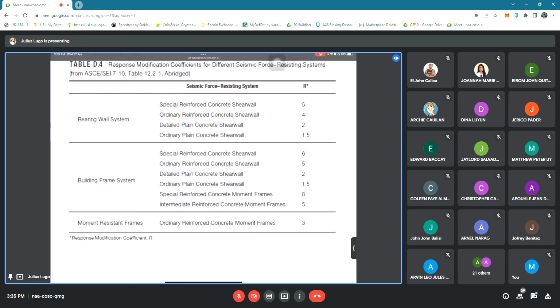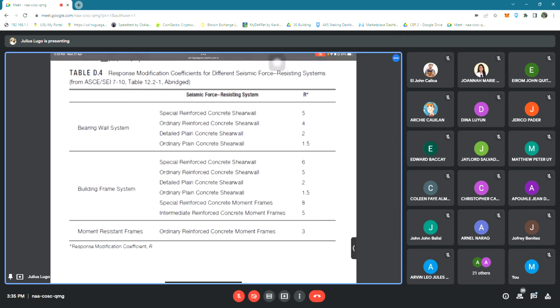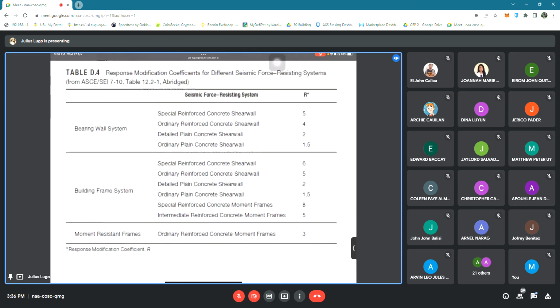And as you can see in our values, take note that this is the response modification coefficient. Using the larger value will result to a bigger lateral force. Okay? So kung 8 yung pinili mo, it will give you the maximum value of your lateral forces. Mas matindi yung pinakonsider mong lateral force na mag-a-act sa building if you're gonna use 8. Okay? So that is the explanation for your response modification coefficients.